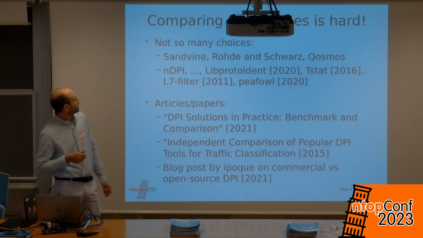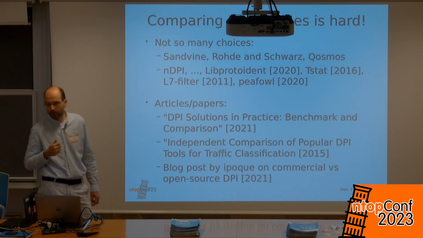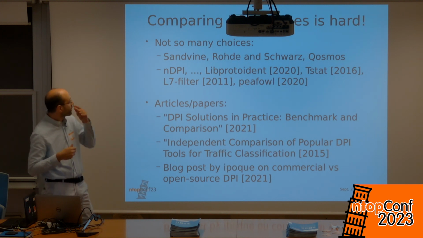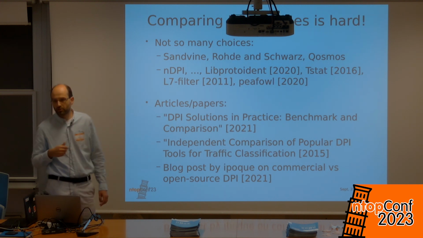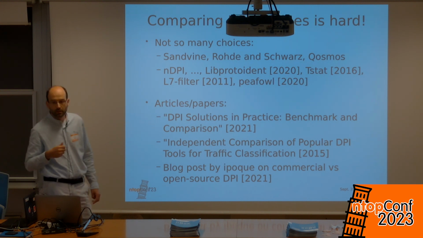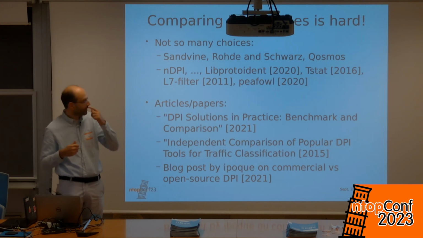We discovered pretty soon that comparing DPI engines is hard. And it's hard for a lot of reasons. The first reason is that there aren't so many choices. As far as we know, there are only 30 companies that provide commercial software for DPI: Sandvine, Rohde & Schwarz, and Cosmos.